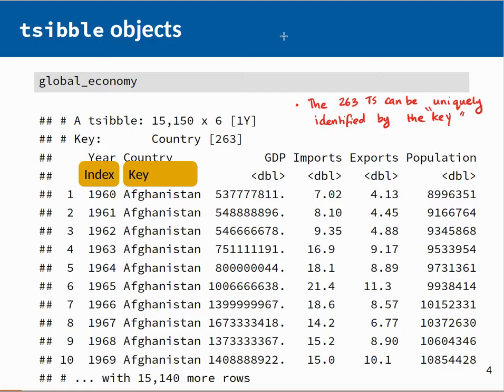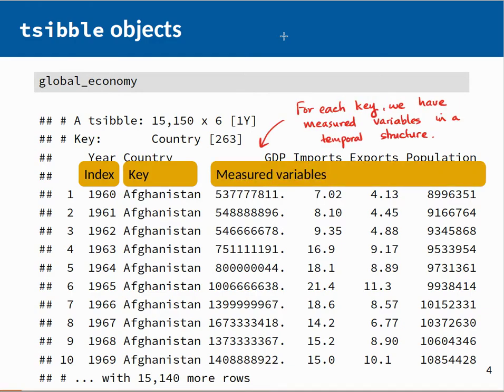Okay, so you have that, and then you have all these measured variables on the right, which include GDP for that country in that given year, imports, exports, and the population, right? So for each key, we have measured variables in a temporal or time series structure.